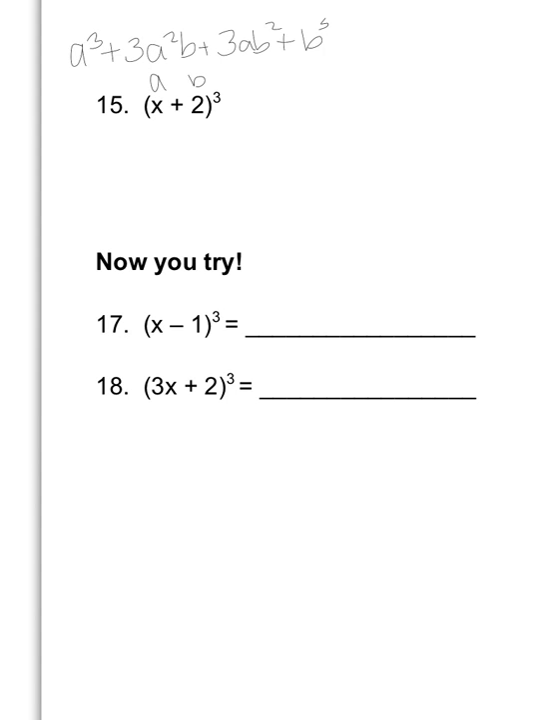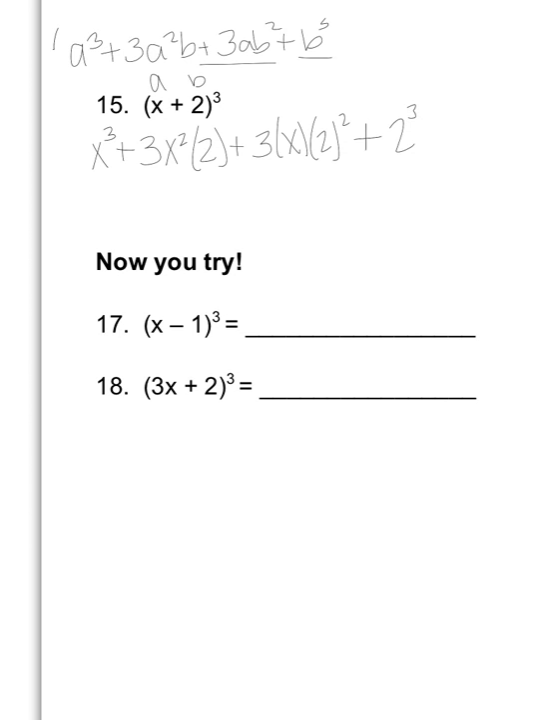So to get my answer, all I would need to do is do a cubed, so a is x, so that's x cubed, plus 3, I'm looking at this formula up here at the top, so 3a squared, a is x, so that's x squared, times b, which is 2. This is all one term here. Moving on to the next term, so plus 3, a is x, and b squared, so that would be 2 squared. Plus, now moving on to the last one, b cubed, so that would be 2 cubed.